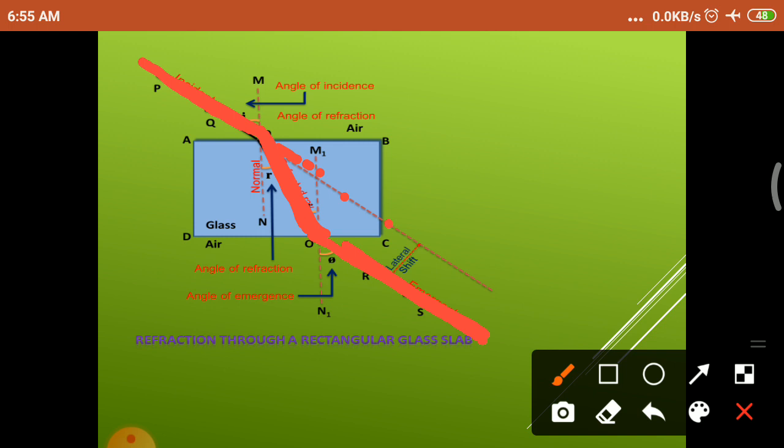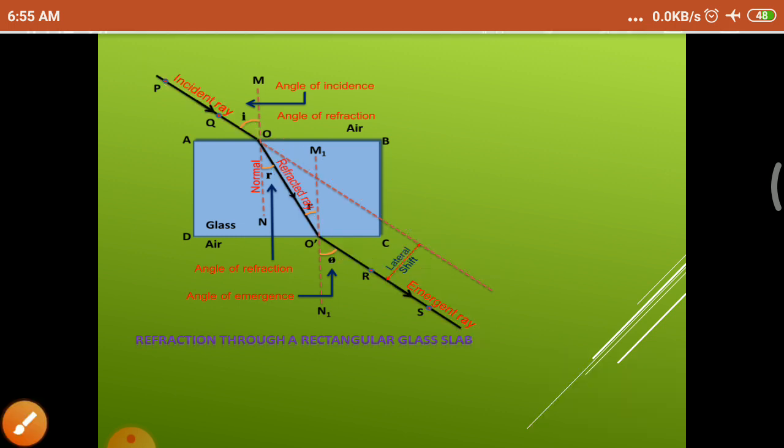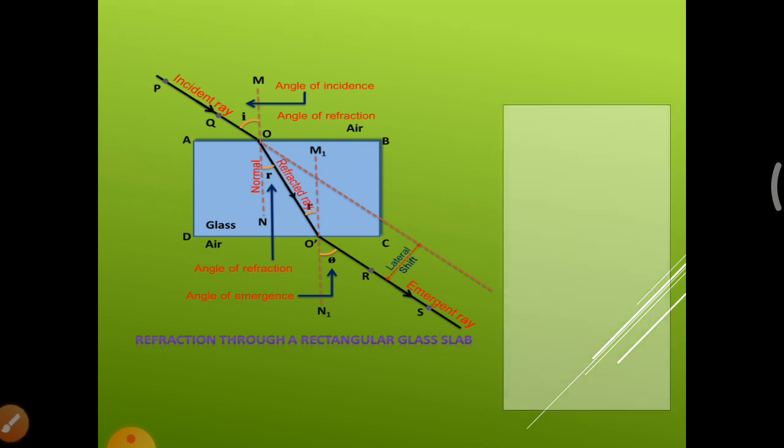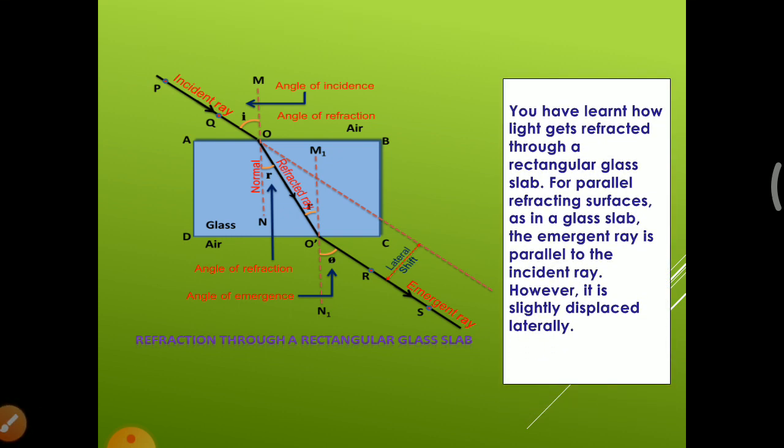If I draw the incident ray in this direction, here the emergent ray and the incident ray are parallel to each other. The distance between the emergent ray and the incident ray is called lateral displacement. You have learnt how light gets refracted through a rectangular glass slab. For parallel refracting surfaces as in a glass slab, the emergent ray is parallel to the incident ray. However, it is slightly displaced laterally.